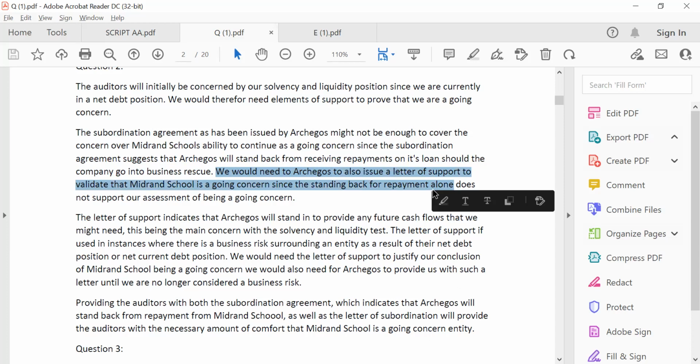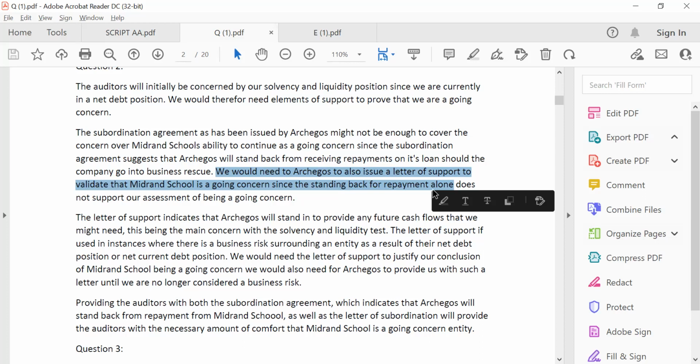So what this candidate is saying is, over and above the subordination agreement, over and above the key evidence that we have in the scenario, perhaps there's something else that the Archegos group would need to do in order to persuade the auditors in relation to going concern. And what are they identifying as that additional thing that the group would need to do? It is the group providing a letter of support. And what makes this letter of support sufficient to be counted as additional evidence over and above the subordination agreement is the fact that the candidate explains it very well. What we saw in some of the responses is candidates would mix up this letter of support issue.